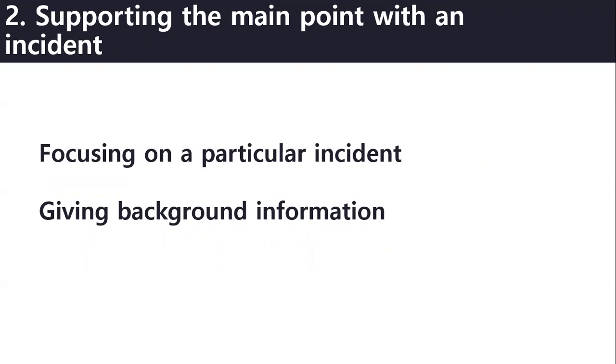Then we have giving background information. Sometimes the writer must give background information. They provide a context for the incident. It helps the reader understand the incident. So if you notice in the text before, we have both background information and a particular incident. Background information being that the writer had just come out of school, and a particular incident is the car crash.